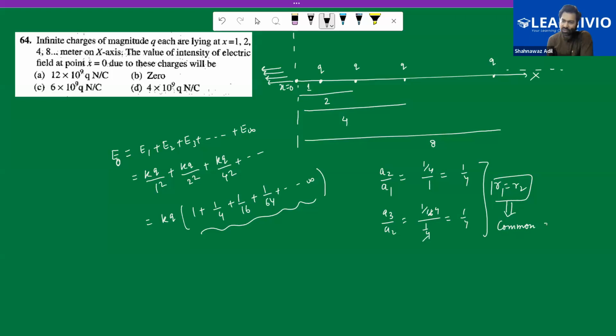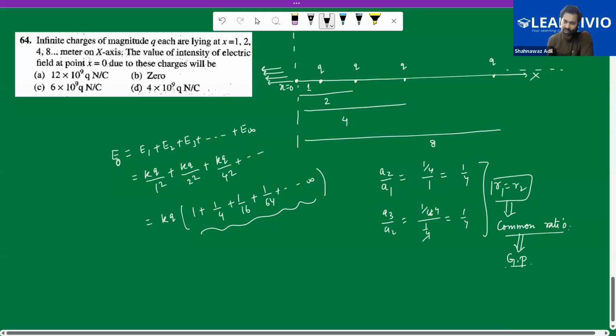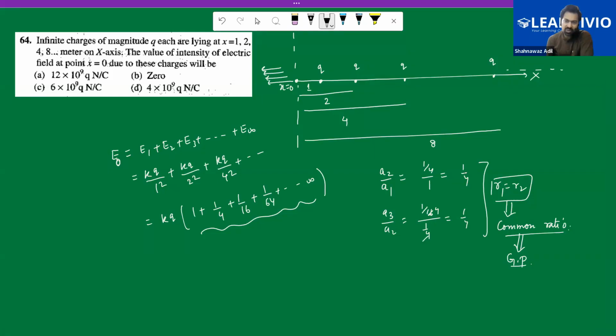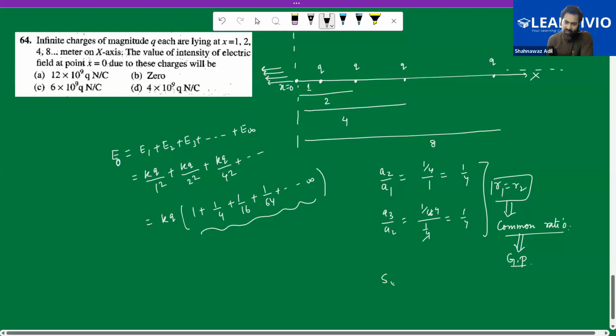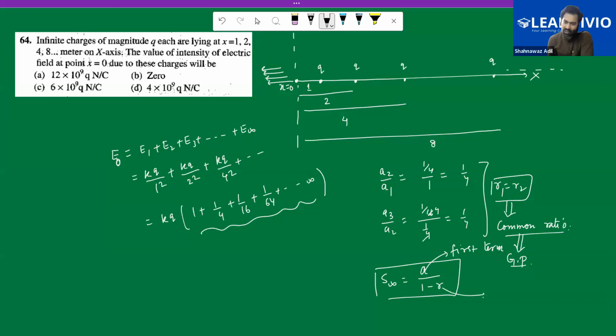And if common ratios are equal, then it is called geometric progression. This is called GP, right? And for this one, because common ratio is less than 1, you have to remember that S infinity is simply A by 1 minus R, where A is the first term and R is your common ratio.